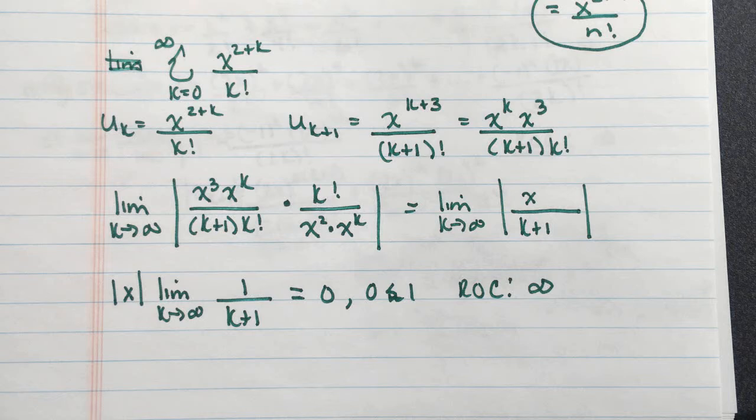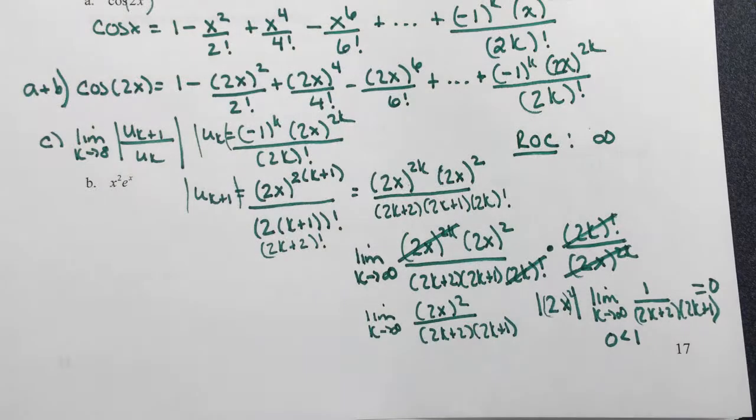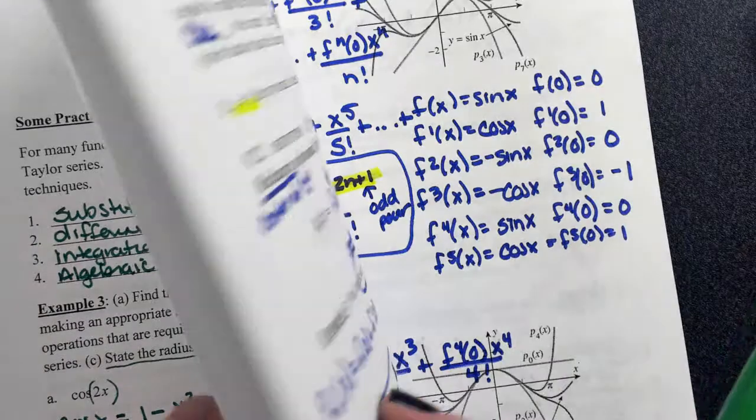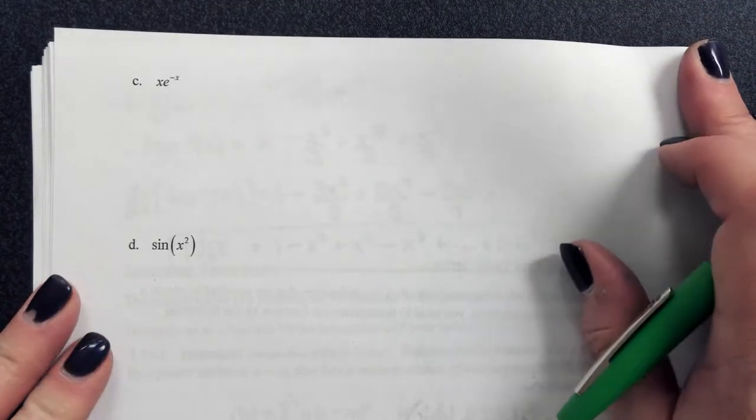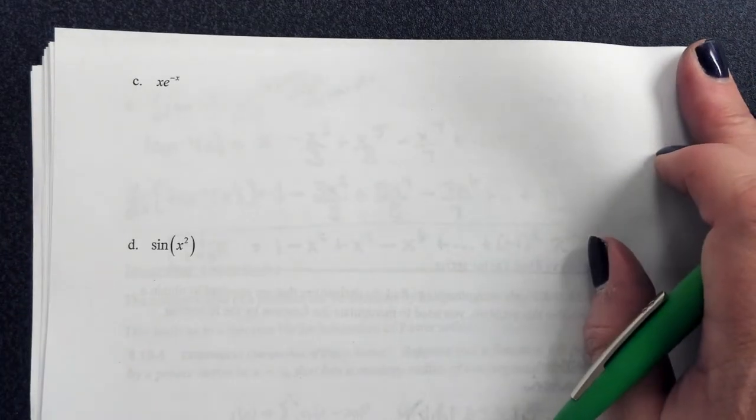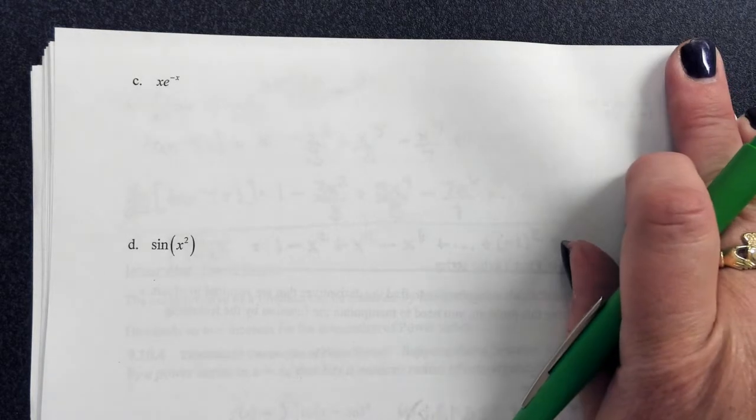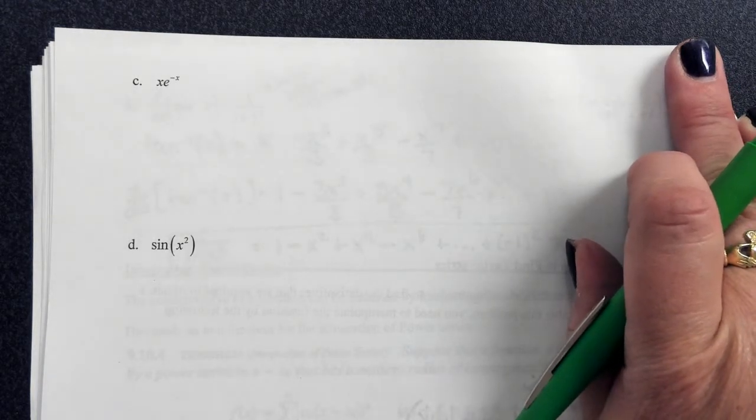So questions on how you can multiply, again, a known Maclaurin to come up with another one? Let's take a look at another example. Sometimes you have to do a combination of operations. You may have to do a substitution as well as a multiplication. So let's take a look at C. Here we have x times e to the negative x. So this is a combination where not only are we going to do a substitution, but we're going to multiply by x as well.